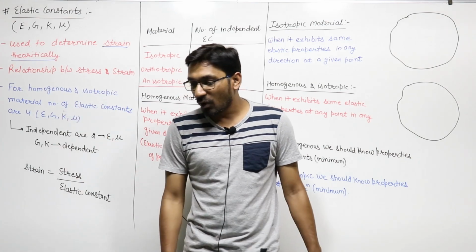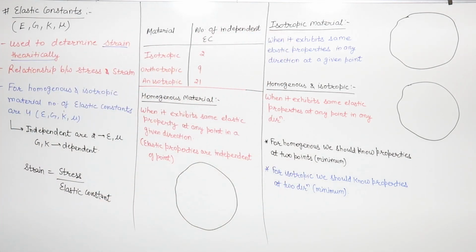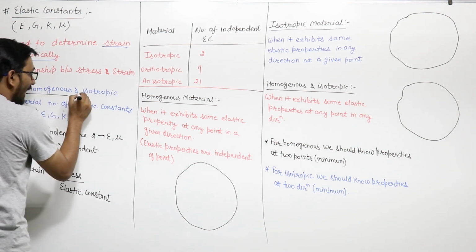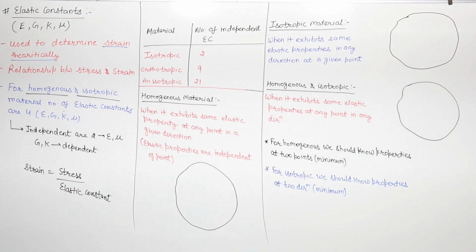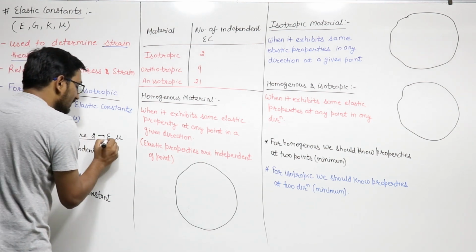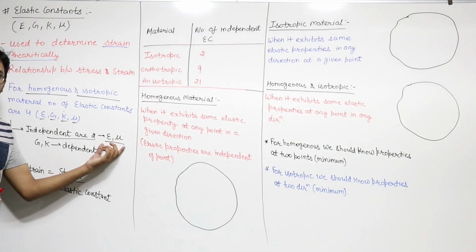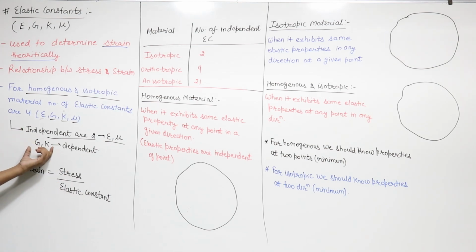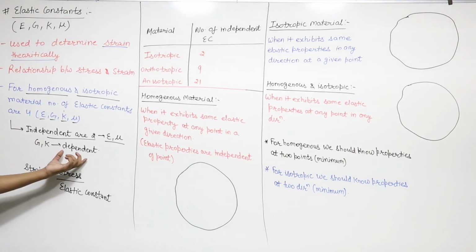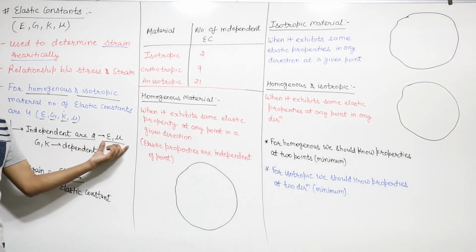So if the material is your homogeneous and isotropic, we will see later on what is the meaning of homogeneous and isotropic. So if the material is homogeneous and isotropic, the number of elastic constants are 4, that is E, G, K and mu, and out of these 4 elastic constants, 2 are independent, that is E and mu, that is Young's modulus of elasticity and Poisson ratio. These 2 are the independent elastic constants, and the rest 2 elastic constants, that is G and K, are dependent on the value of E and mu, right?